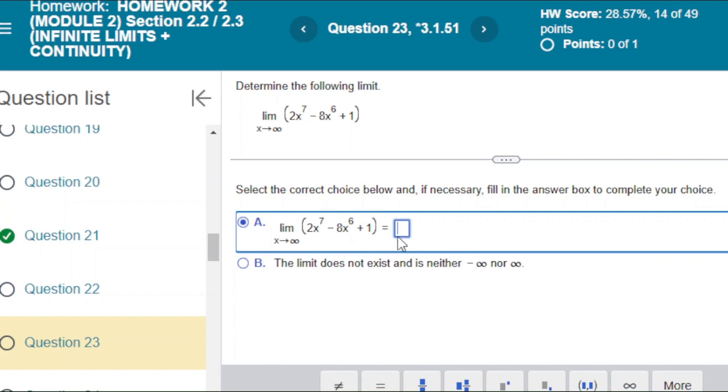By the way, technically an infinite limit does not exist, but for part B we don't want to put that the limit does not exist and is neither negative infinity or plus infinity. So the limit doesn't exist, but the reason it doesn't exist is because it's infinity.